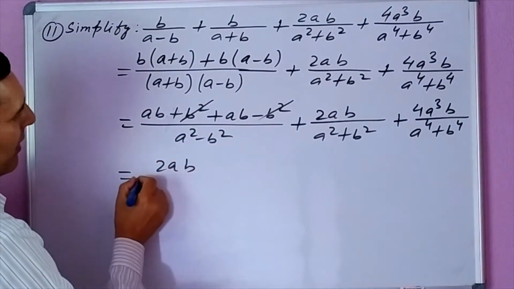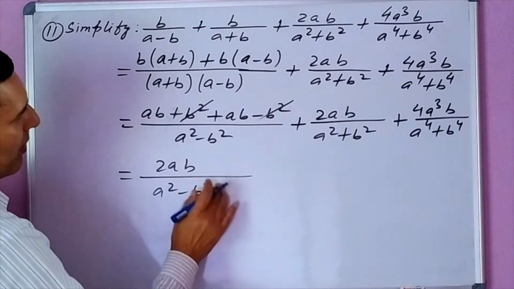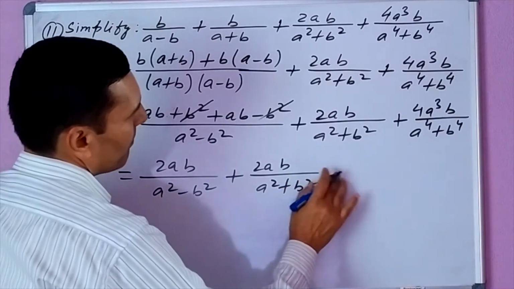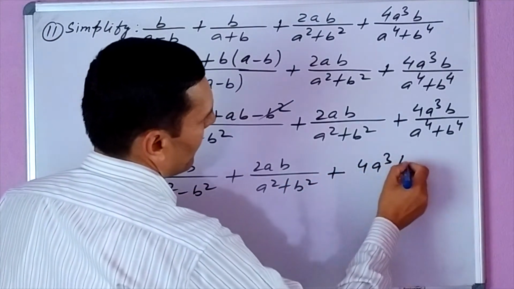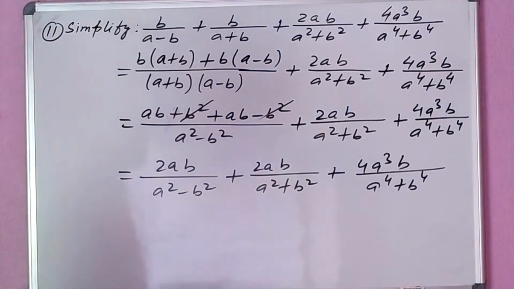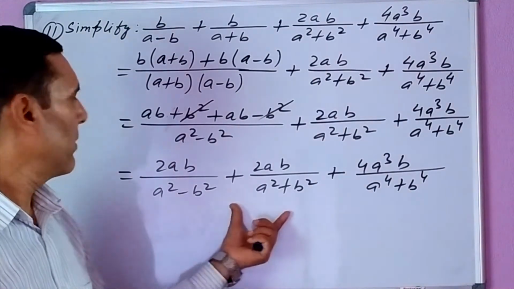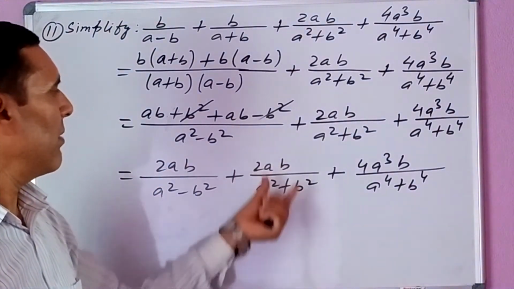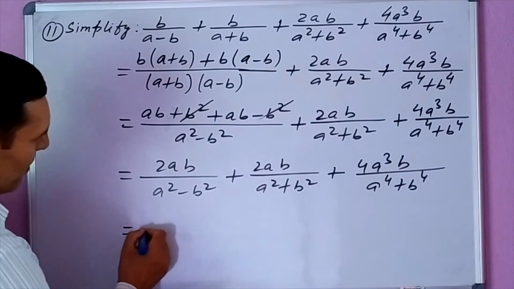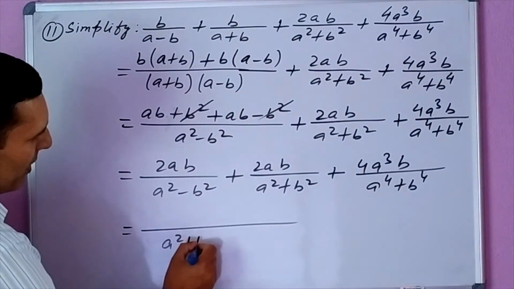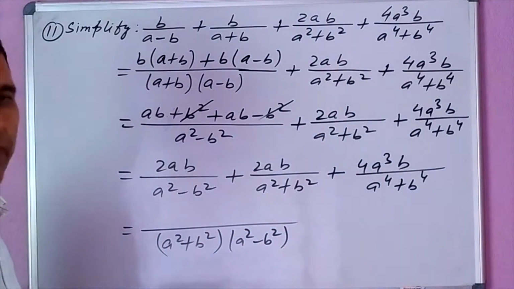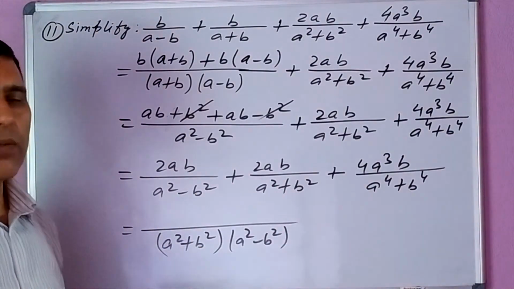It is 2ab, like terms added together, and a square minus b square plus 2ab upon this a square plus b square plus 4a cube b upon a power 4 plus b power 4. Look here guys, now we take the LCM from the first 2 terms: 2ab upon a square minus b square plus 2ab upon a square plus b square. If we take the LCM from these 2 terms only, what will be the LCM? A square plus b square, one factor, and a square minus b square, another factor, because you don't have any factor common here.